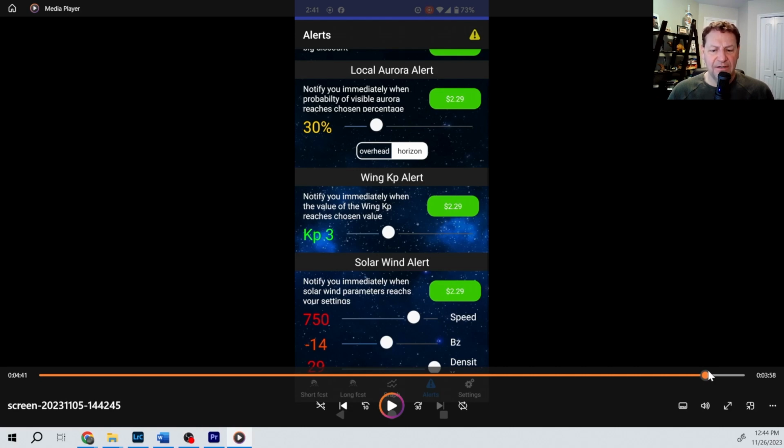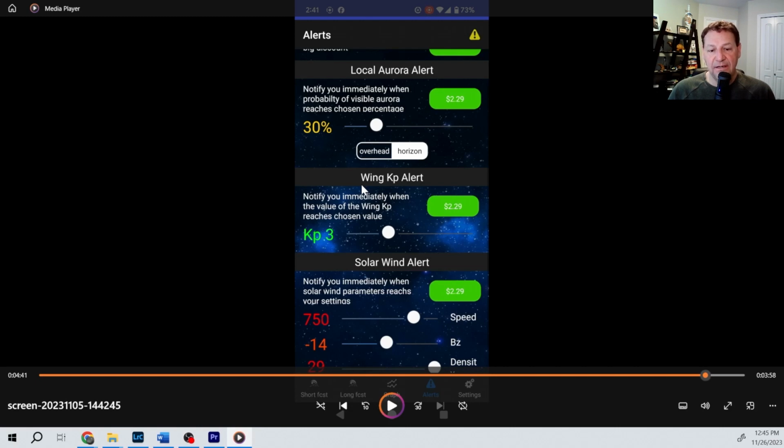There isn't a whole lot in here that I really want to be notified of. KP would be useful, I guess. This local Aurora Alert might be useful. Overhead or on the horizon, BZ might be useful. But as I say, there are other apps that will do that for free, but the flip side is you get ads with it. So I really like this app. I think it displays all the critical information and displays it in a nice, easy to understand format. But the only thing that's missing is the alerts.